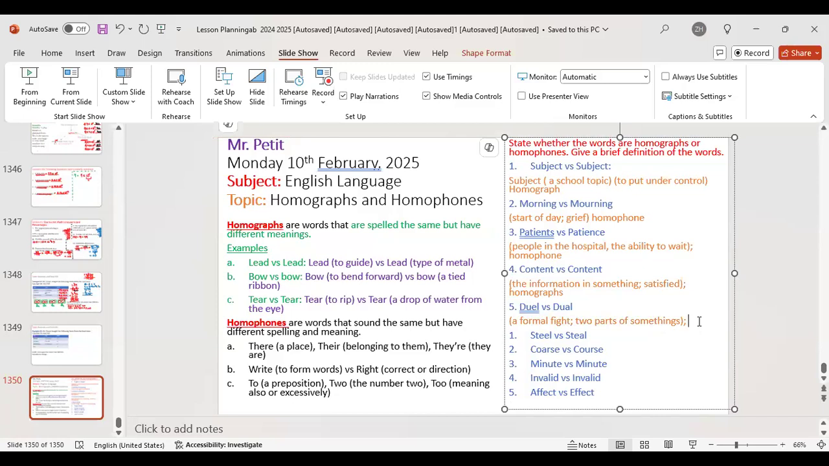Yeah. A formal fight, two parts of something. Okay. What is this, homophone or homograph? Homophone, because they spell different. Homophone. Next, number 6.